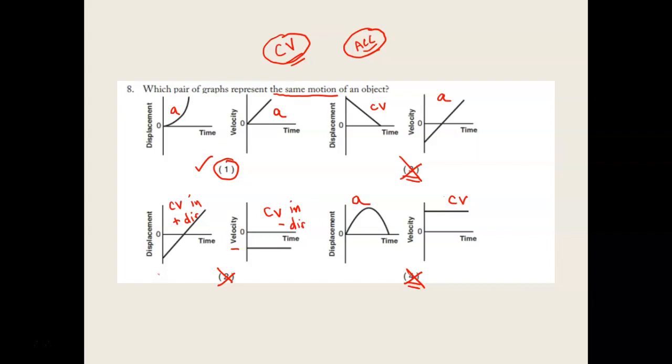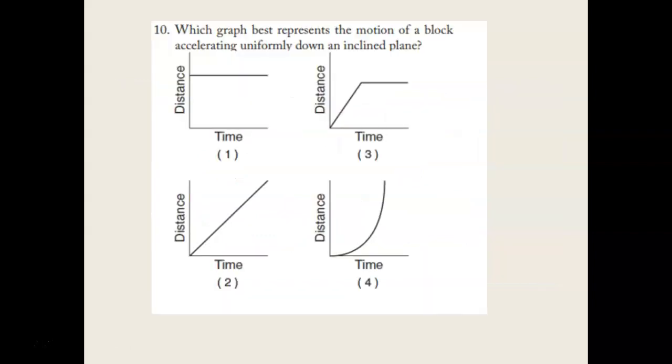Okay, let's do one more. Which graph represents the motion of a block accelerating down an inclined plane? An inclined plane is just a ramp. So this block is sliding down this ramp, and it's getting faster and faster as it goes down the ramp. So it's accelerating.